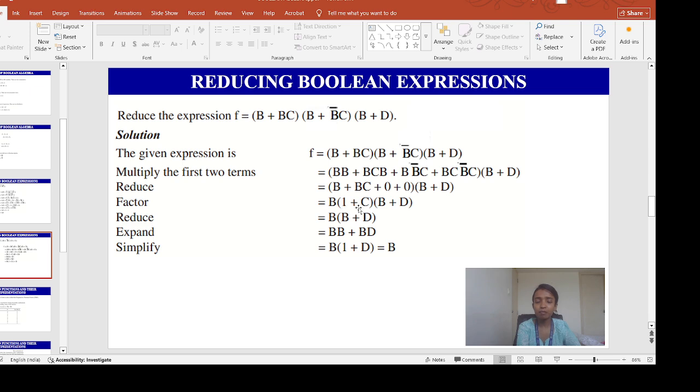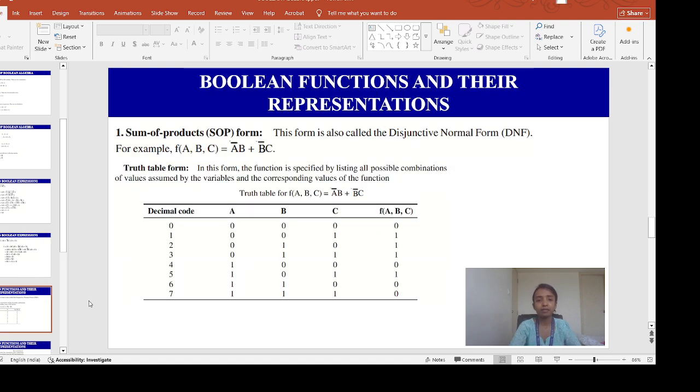So 1 plus C means 1. So B into B plus D. So B into B plus BD. B into B means, if you take B common, 1 plus D. So 1 plus D means 1. So the answer is B.